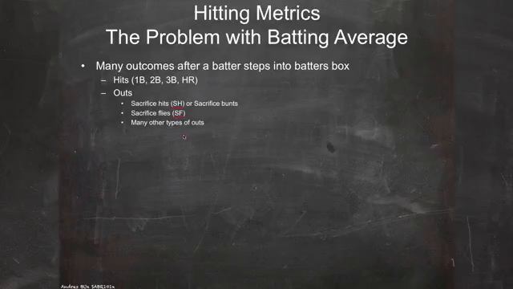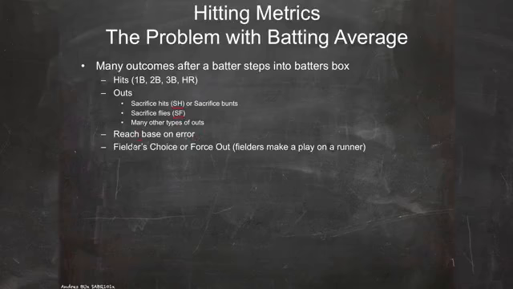Grounders that are fielded by the fielders. Fly balls or pop-ups which are caught by fielders. Outs is certainly a very common outcome when a batter steps into the batter's box for their turn at bat. Another thing that can happen is the batter can reach base on an error by one of the fielders. And another outcome is they reach base based on the decision of the fielders, either the fielder's choice or a force out. The fielders are attempting to make a play on a runner as opposed to the batter.